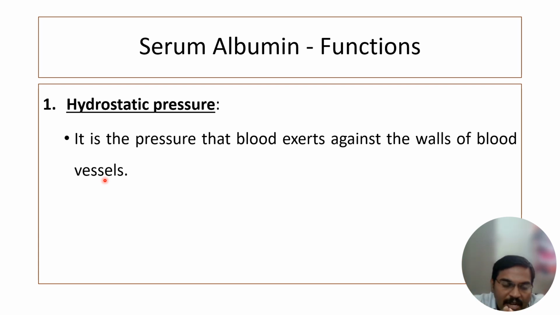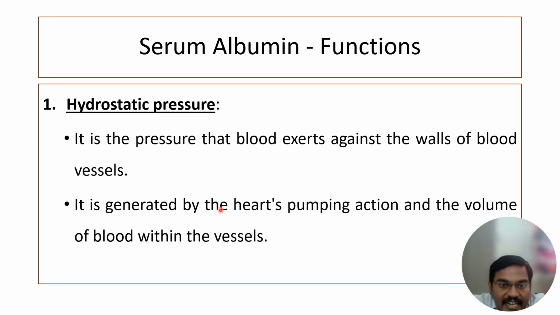So if you are able to remember this concept, you will be able to understand how nutrients are transported into the peripheral tissue, and how the waste products are mobilized from the peripheral tissue into the blood. So it is generated by heart pumping action and the volume of blood within the vessels. That is the volume of blood which is going to exert pressure over the blood vessel.